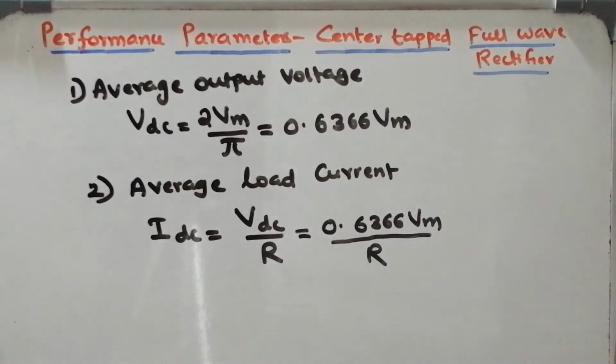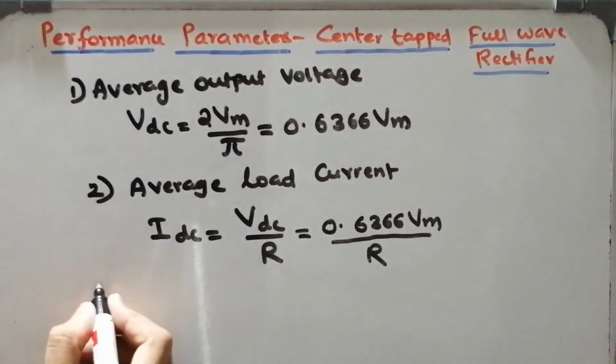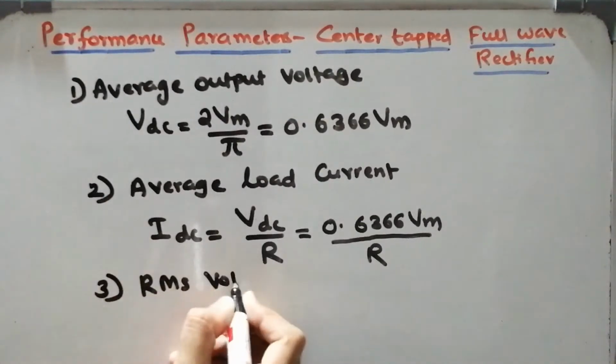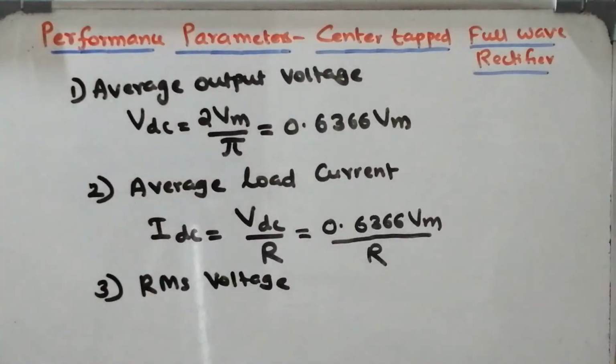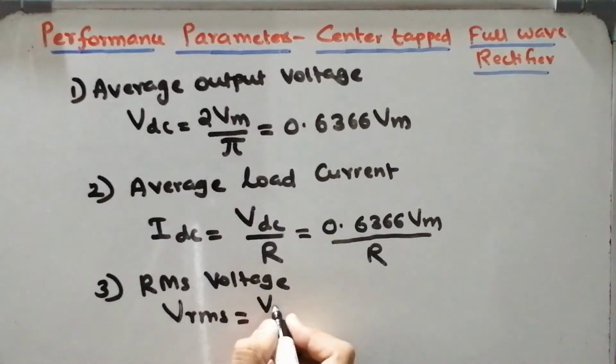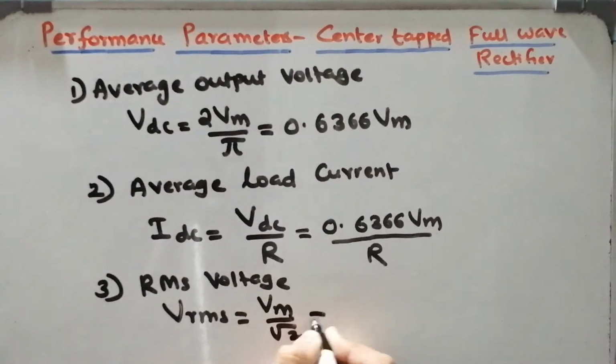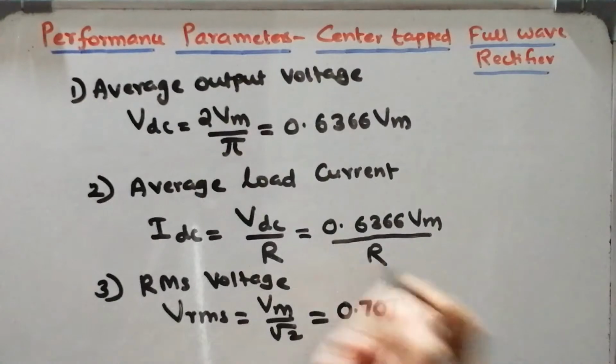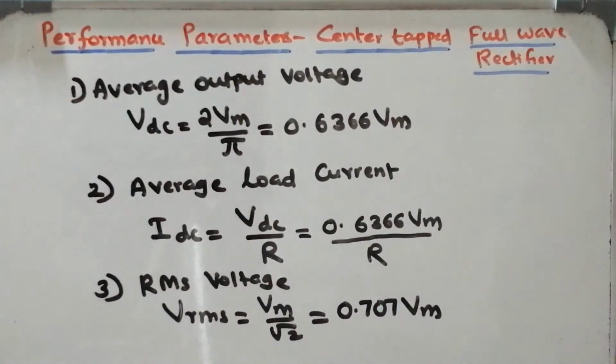Similarly, I have already derived the expression for the RMS output voltage. VRMS is given by Vm by root 2, that is Vm divided by root 2, which is nothing but 0.707 Vm. Likewise, I can calculate the RMS current also.